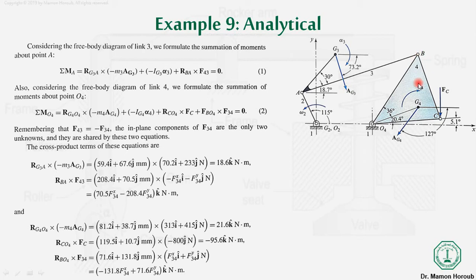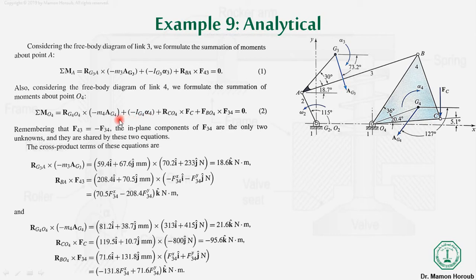Okay, now we will come to link 4, and for link 4 we will take the moment about point O4. So over here how many forces do we have? The first force is FC into RC O4, starting from C until O4. This will be in the clockwise direction, so that's why it will be negative.